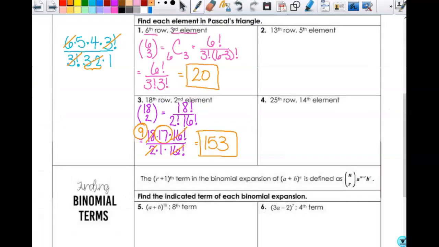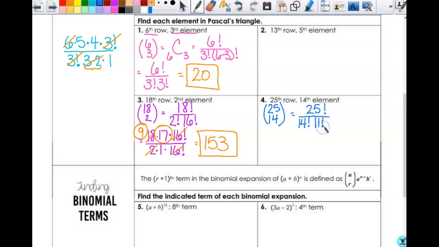Okay, let's do another one. Let's do number 4. On number 4, I have the 25th row, 14th element. Oh, it's not a fraction, sorry, a fraction bar there. This is going to look like I accidentally left off fraction bars when I didn't. Although I never leave them off. They disappear. We don't know where they go. So this right here is 25 factorial over 14 factorial times 11 factorial, since 25 minus 14 is 11.